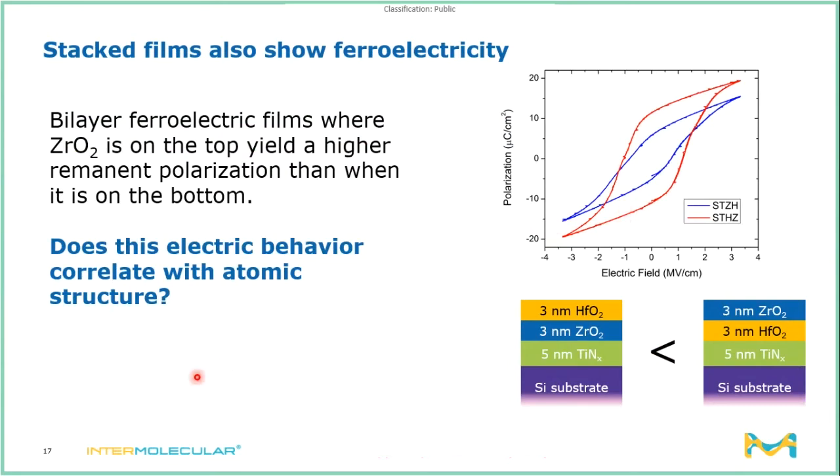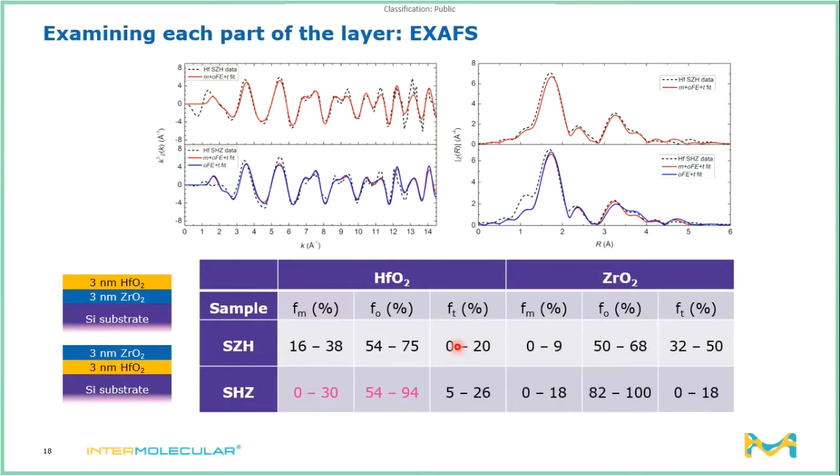And so, in a study we did a couple of years ago, we really wanted to look at whether this electric behavior correlates with the atomic structure in these different layers. And so, we wanted to use some of our physical lenses to look at that problem. We started by using the XAFS technique that I talked about before to look at the local environments of both hafnium and zirconium atoms in these two different types of structures, the nanolaminates with zirconium on top versus hafnium on top.